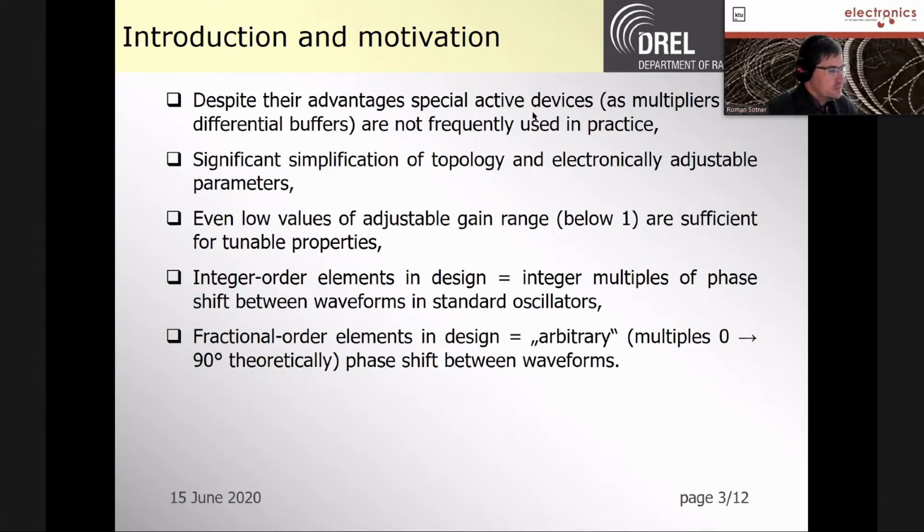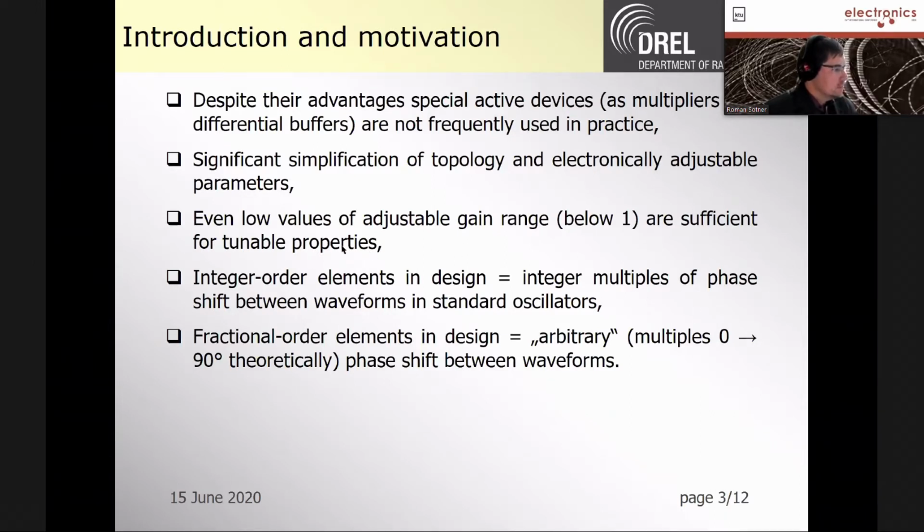Despite that, there also exist some very useful devices which can offer simplification of topology and some electronically adjustable features. In our work, we are targeting the adjustable gain of these devices, which is typically below 1. We are not using variable gain amplifiers that reach a gain adjustability range from 10 up to 100 and so on. It is not necessary in such a design.